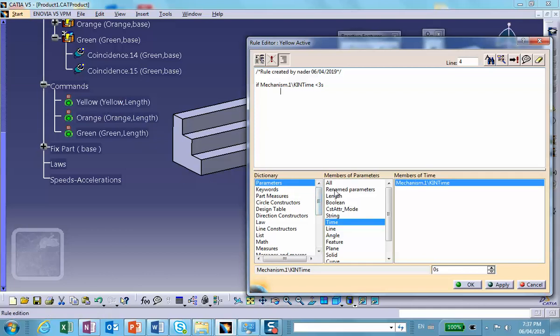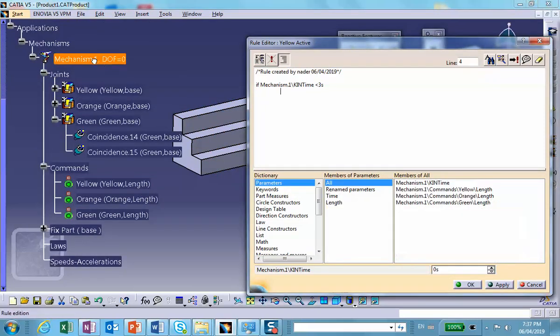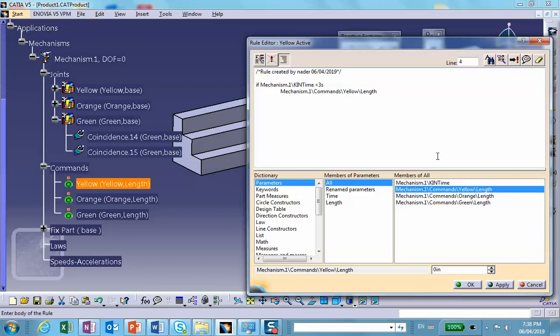So if I click on all here, we get everything, but I don't want everything. I want only the stuff for the mechanism, and there we are. So for the yellow one, it is this. Remember, I changed the name so that I could see it. So this thing that I'm dealing with is equal to 5 inches over 3 seconds. If you want, you can put this in parentheses. You don't need to. Times time.